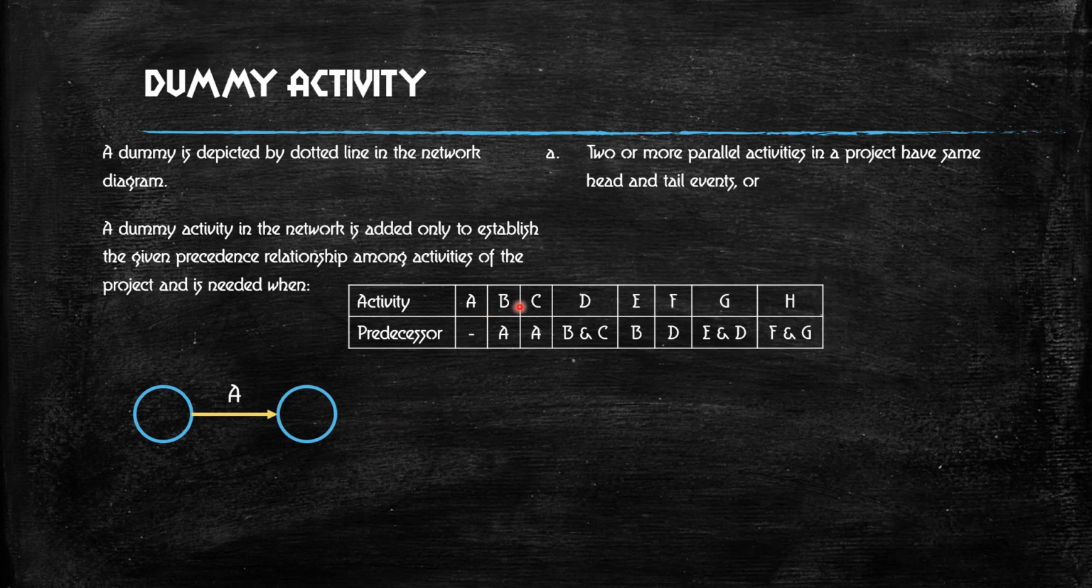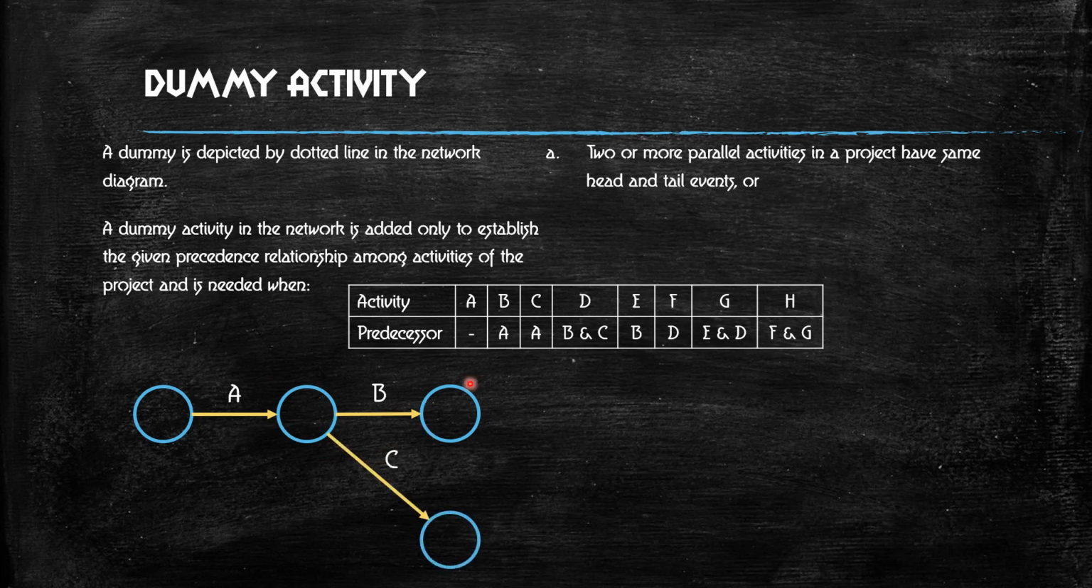Then activity B has a predecessor of A. What does that indicate? Activity B starts at the circle where activity A is completed. That is what predecessor means: B will start in the circle where activity A is completed. So this is the circle where activity A is completed, and from here we will draw activity B. What about C? C also has A as a predecessor. It means that C will also start at the circle where A is completed.